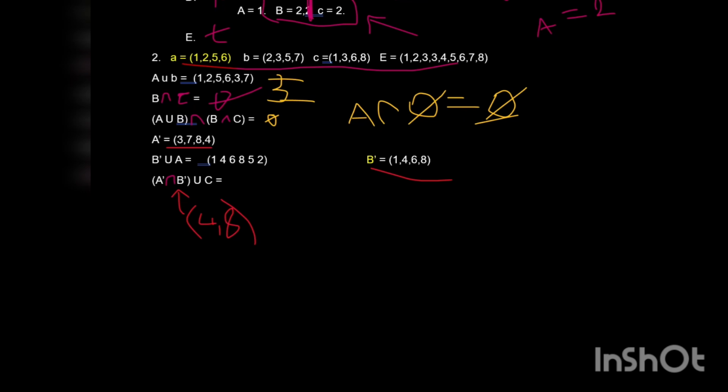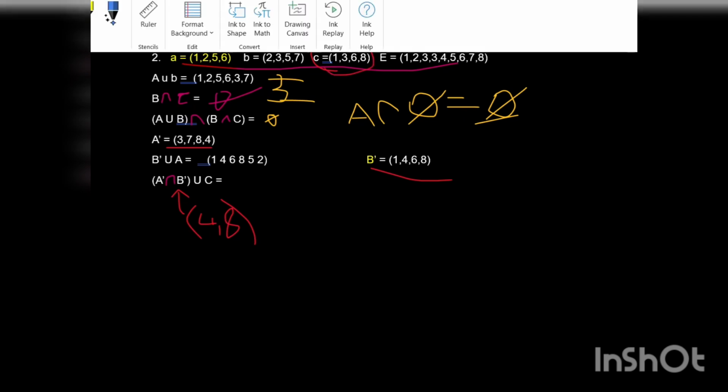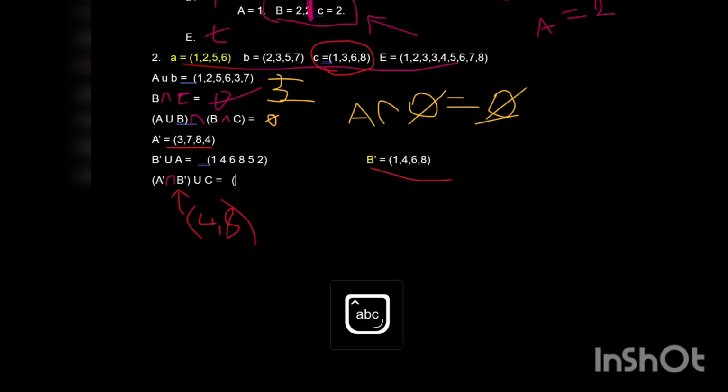And then we want the union with C. It's simple. We combine everything in C with everything from the intersection of not A and not B. So I'll just put 4 and 8 in, and then you just put the elements of C. So you have 1, 3, 6, and we stop there because 8 is already included, and that's our answer.